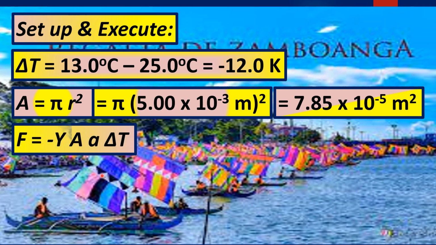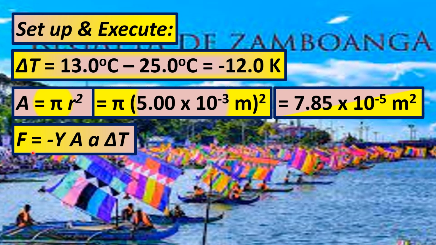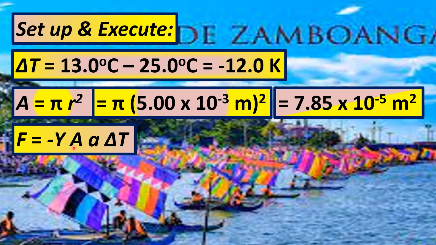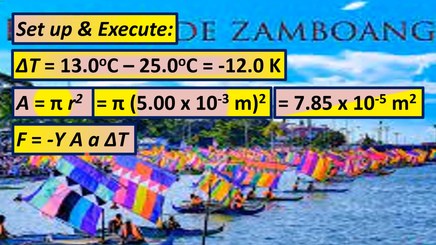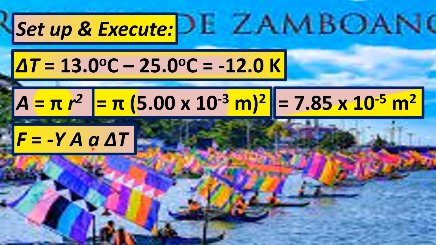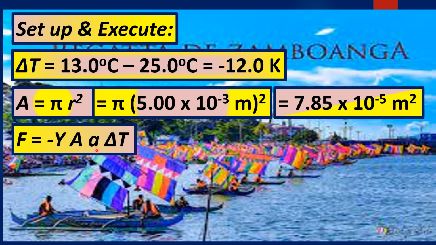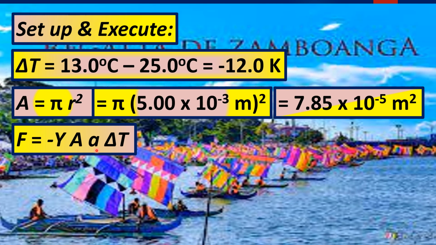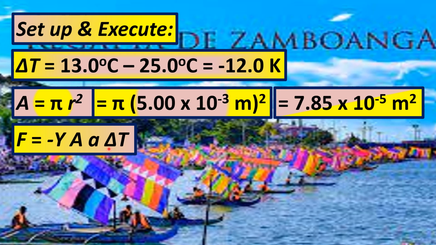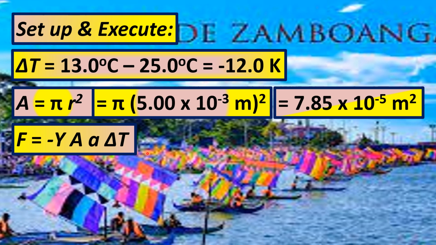Using this working equation, F equals negative capital Y multiplied by the cross-sectional area capital A times a constant alpha, referring to the coefficient of linear thermal expansion of the material, and of course, multiplied by the change in temperature delta T.